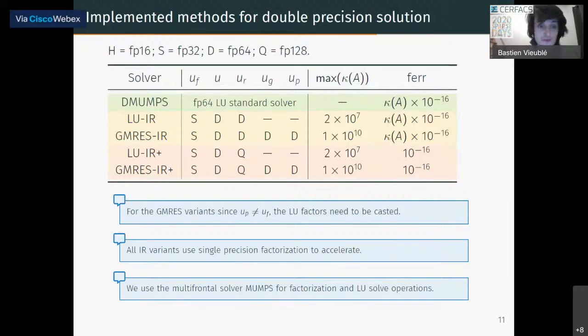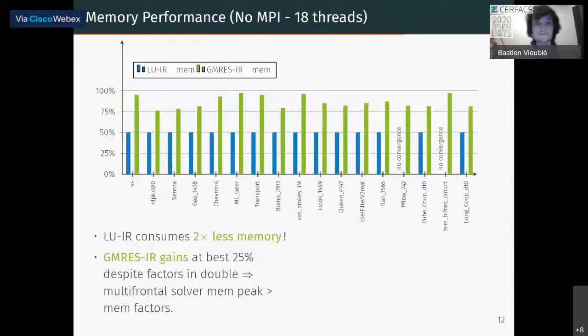I just have two comments on all these methods. For the GMRIR5 variant, since uP is different from uF, the LU factors need to be cast. All the iterative refinement variants presented here use single precision factorization to accelerate. We will consider half precision factorization a bit later in this talk. And to implement these variants, we use the multifrontal solver MUMPS for factorization and LU solve operations. So let's make a performance study of these variants.